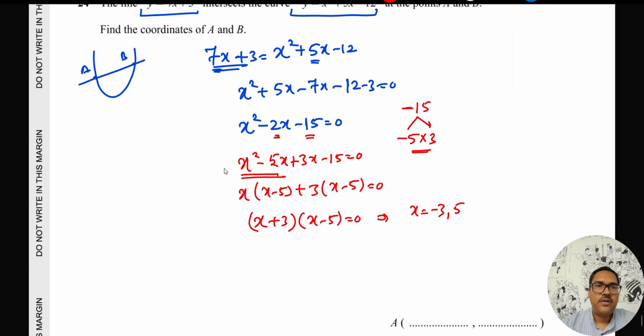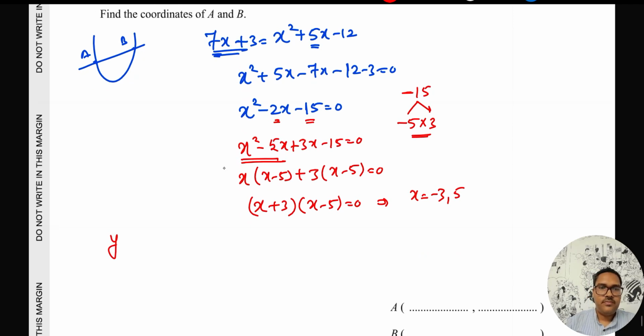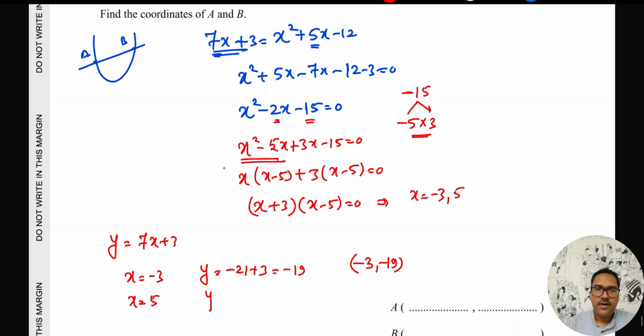Now, how will you get the y coordinate? So we know y is equal to 7x plus 3. If I put x equal to minus 3, this will become minus 21 plus 3, which is minus 18. So what is the coordinate? Minus 3 comma minus 18. And what is the other point? If I put x is equal to 5, this is 7 into 5, which is 35 plus 3. So this is 38. So what is the coordinate? 5 comma 38.